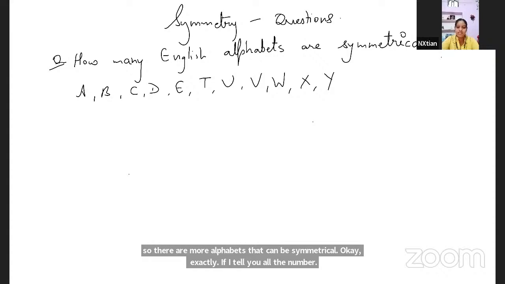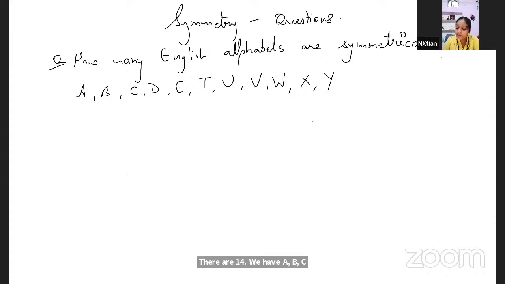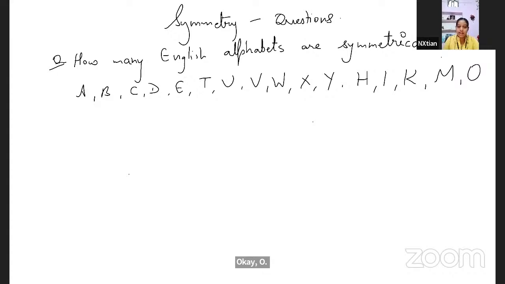We have A, B, C, D, E. We also have H that you missed, which has lines of symmetry in it. Then I, K also. Then M, O. Then T, U, V, W and X.